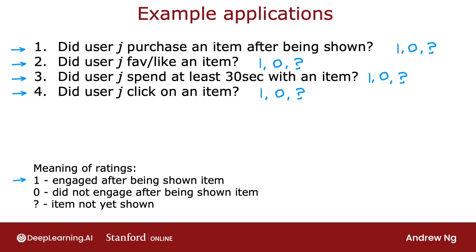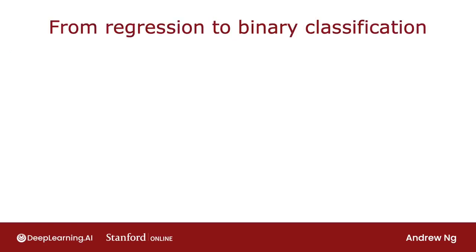And engaged could mean that they clicked or spent 30 seconds or explicitly favored or liked or purchased the item. A 0 will reflect the user not engaging after being shown the item, and the question mark would reflect the item not yet having been shown to the user. So, given these binary labels, let's look at how we can generalize our algorithm, which is a lot like linear regression from the previous couple videos, to predicting these binary outputs.